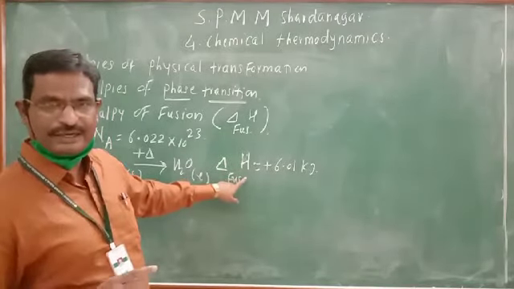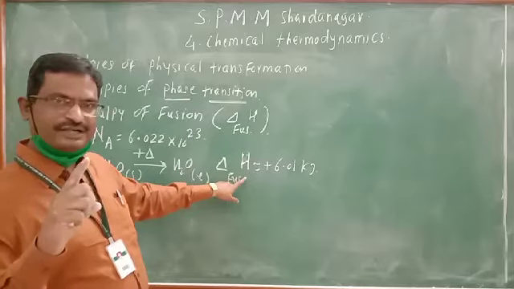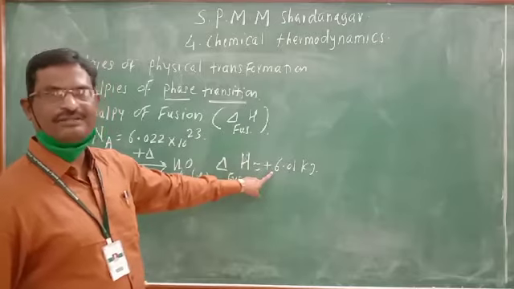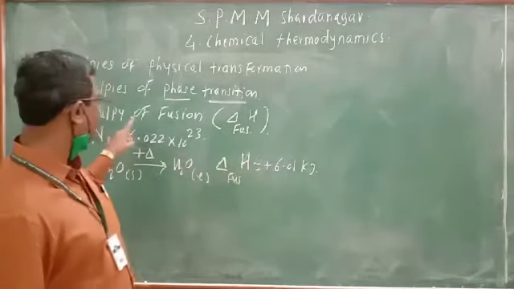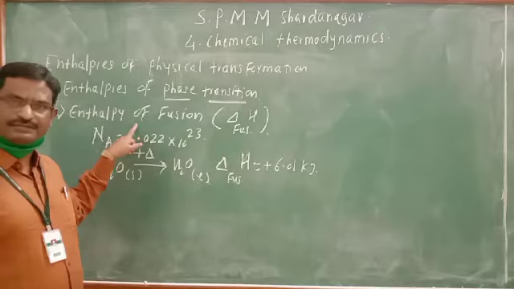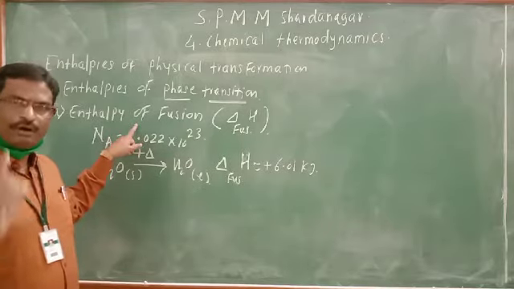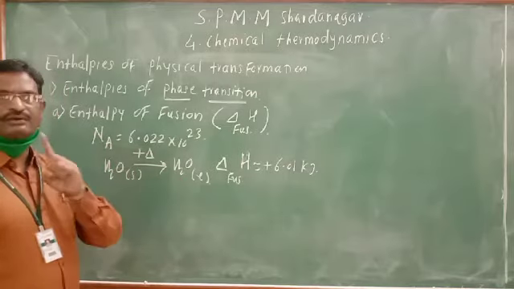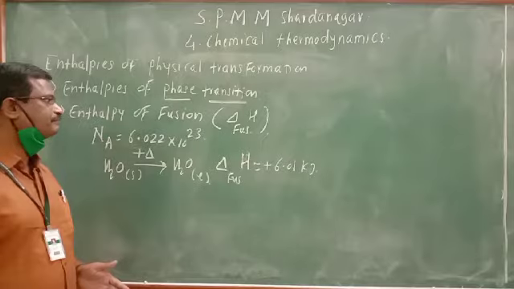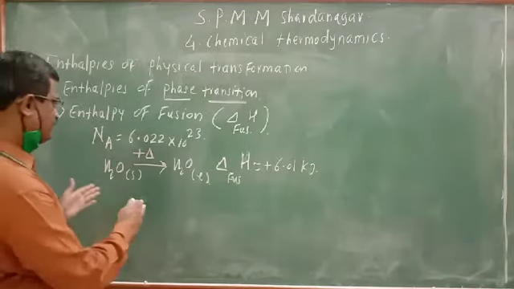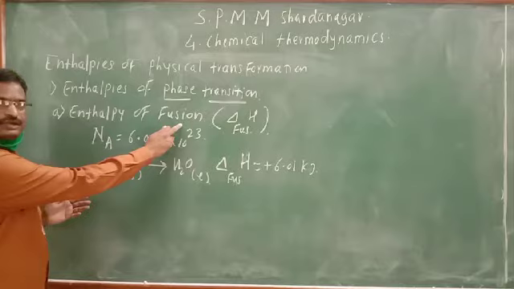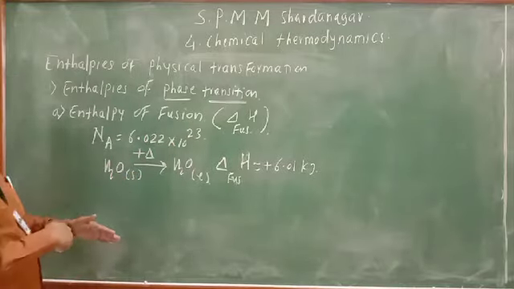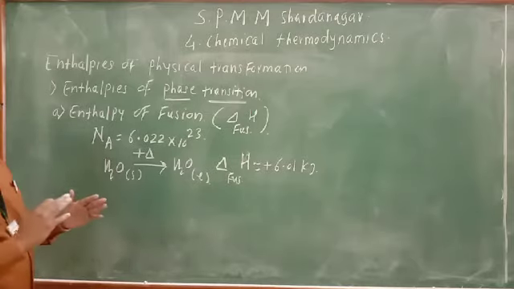How many moles are considered? 1 mole, and 1 mole is nothing but Avogadro's number of molecules. So this is nothing but the enthalpy of fusion. Enthalpy of fusion is the enthalpy change whenever all molecules present in 1 mole of solid are converted to liquid at constant temperature and pressure. Opposite of fusion: in the fusion solid is converted to liquid, so opposite of fusion means liquid is converted to solid.